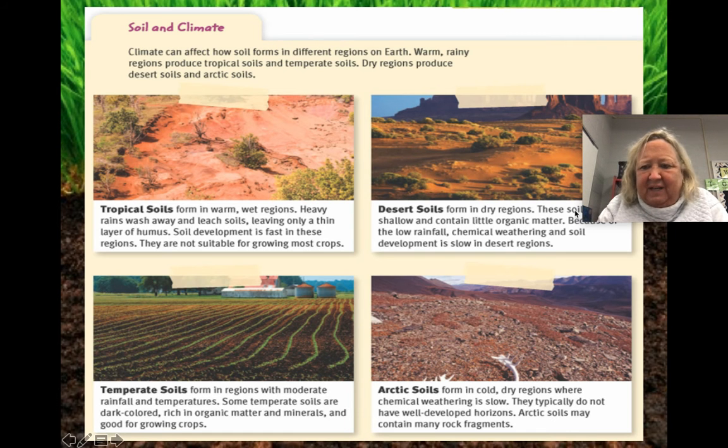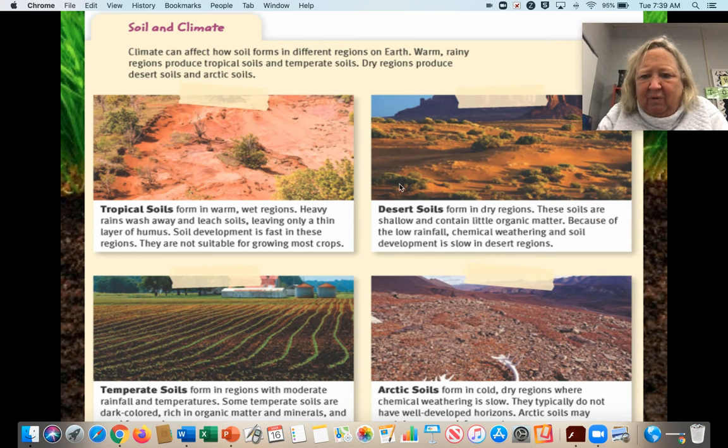Then we have desert soils, where I'll be going next week for a couple days, like out in Arizona, New Mexico, parts of Nevada. Again, they are shallow. They have little organic matter because there's not a lot living there. Hardly any rainfall. So there's not a lot of weathering, and soil development is very slow in the desert.